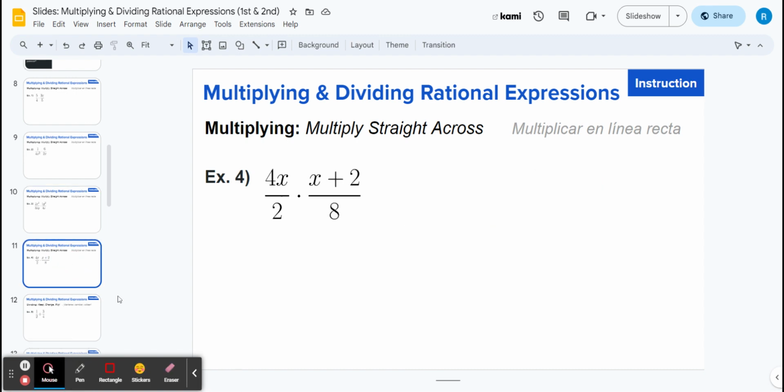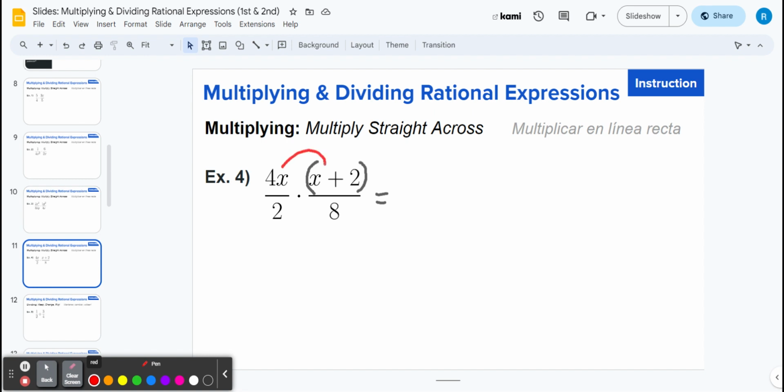All right, last one here. We have a little more complicated problem because we have this binomial term in our second rational expression. The same rule of multiplying straight across is going to apply though. So what I like to do is write parentheses around this because I am going to have to distribute everything in, right?